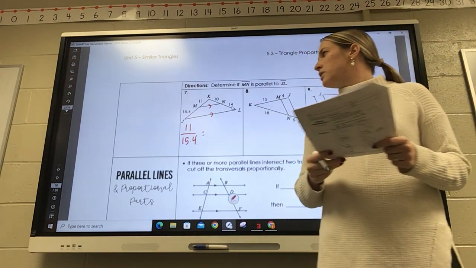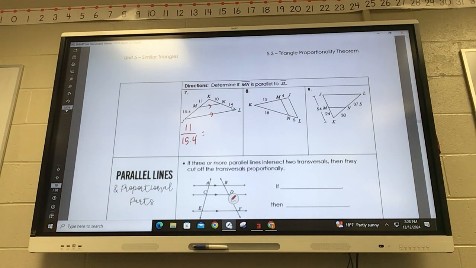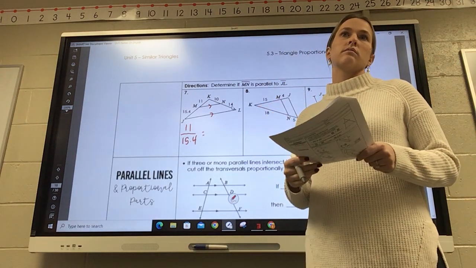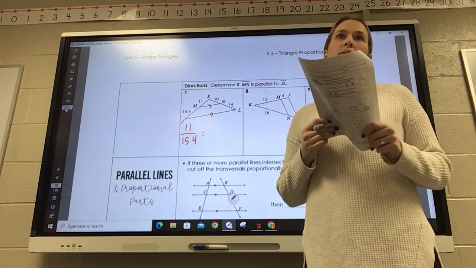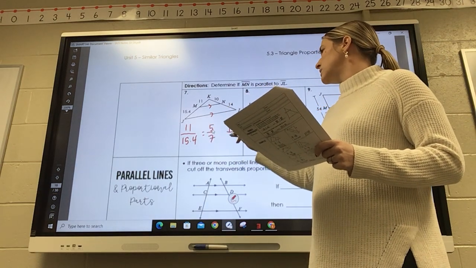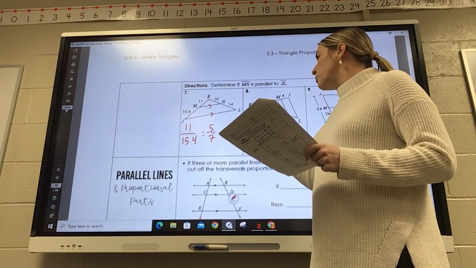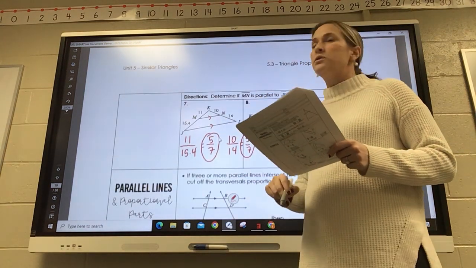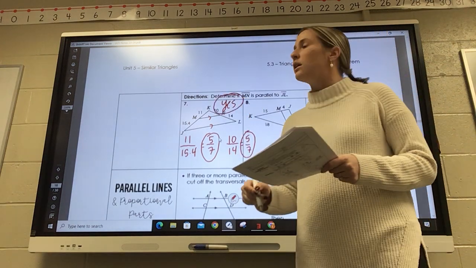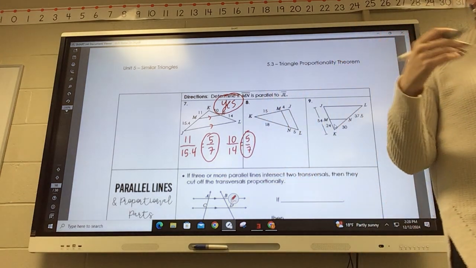So type that into your calculator, 11 over 15.4, see what that reduces to. What do we get? 5/7. And if I do 10 over 14, you can probably do that one in your head. Does that reduce to 5/7? Yes. So if they both reduce to the same thing, are those two lines parallel? Yes, because if they're proportional, then they're parallel. So do 8 and 9 on your own. Just stick with the same side to the same side.